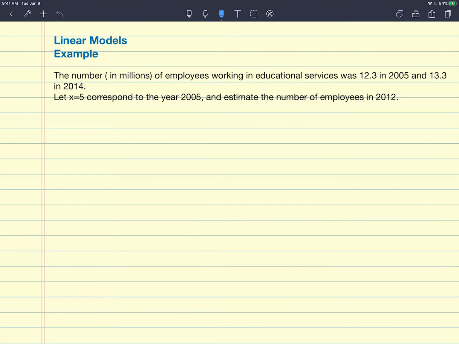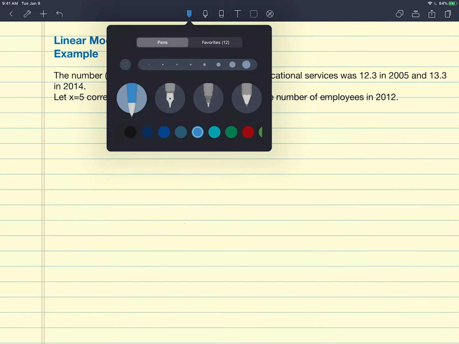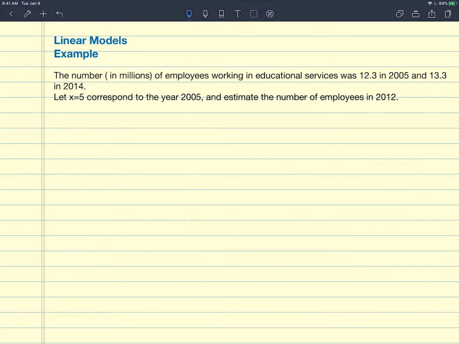So in this example, they're giving us two values. It says the number in millions of employees working in educational services was 12.3 in 2005 and 13.3 million in 2014. If x equals 5 is the year 2005, estimate the number of employees in 2012.